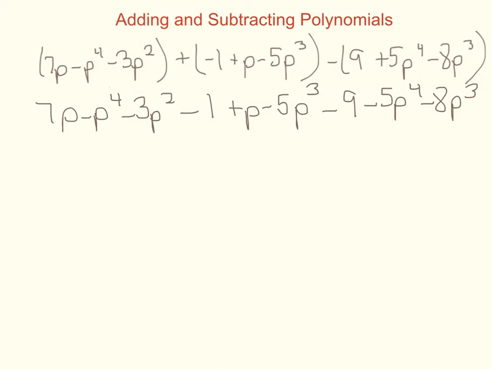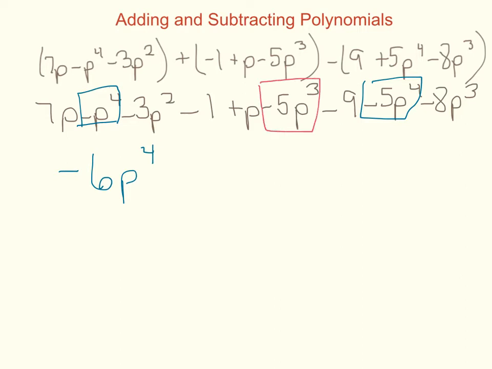So we'll find the exponents with a 4. Right there is an exponent of 4. And right here is an exponent of 4. If we combine those, negative 1 plus negative 5 is negative 6p to the fourth. Then, counting backwards, down from 4, we would go to 3. We have exponent of 3 here and exponent of 3 here. Negative 5 plus negative 8 is negative 13p cubed.